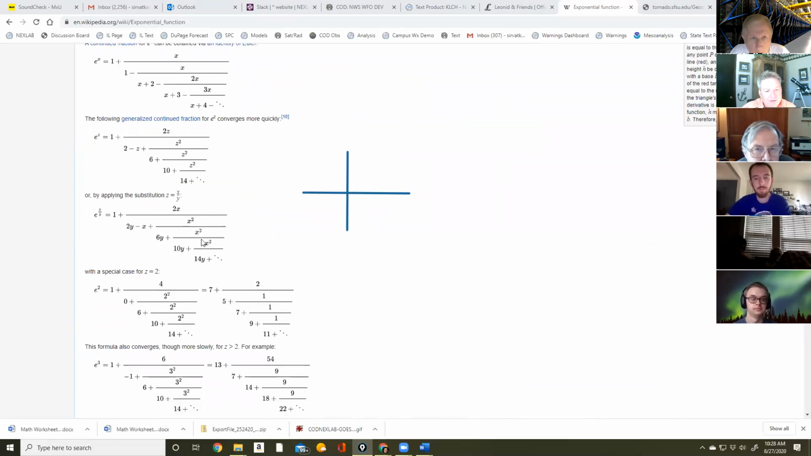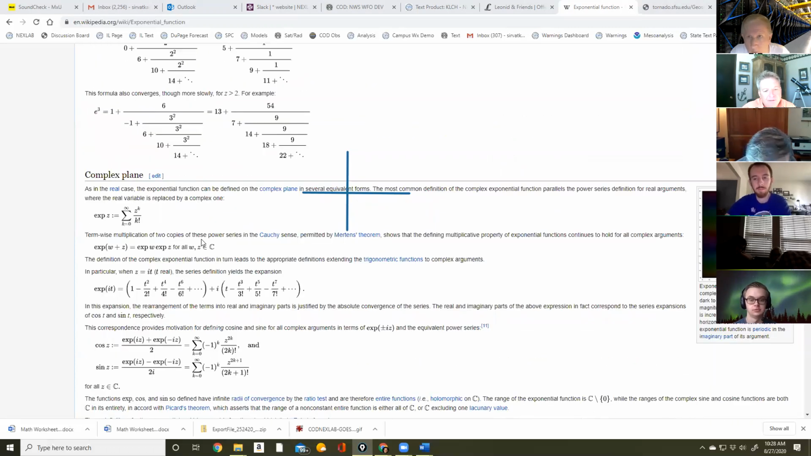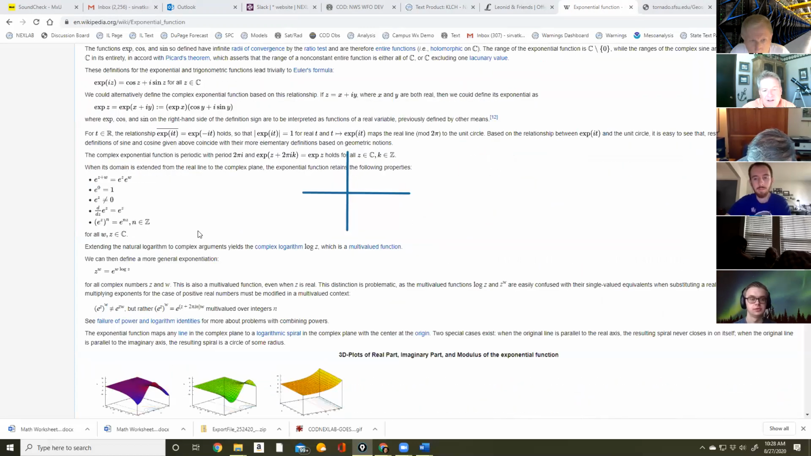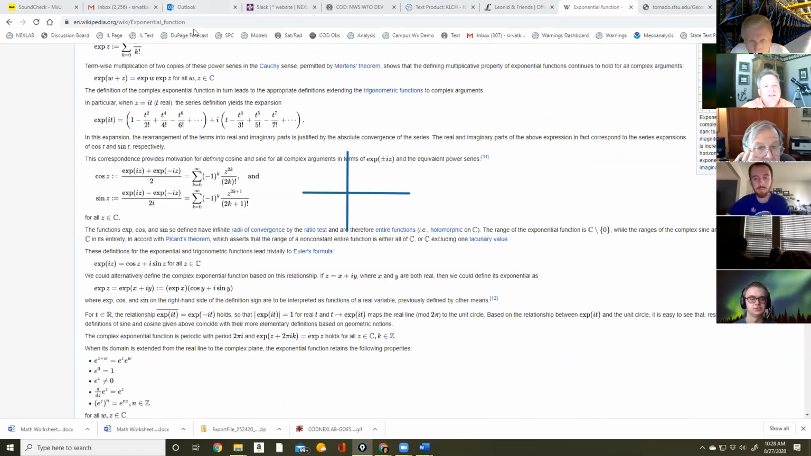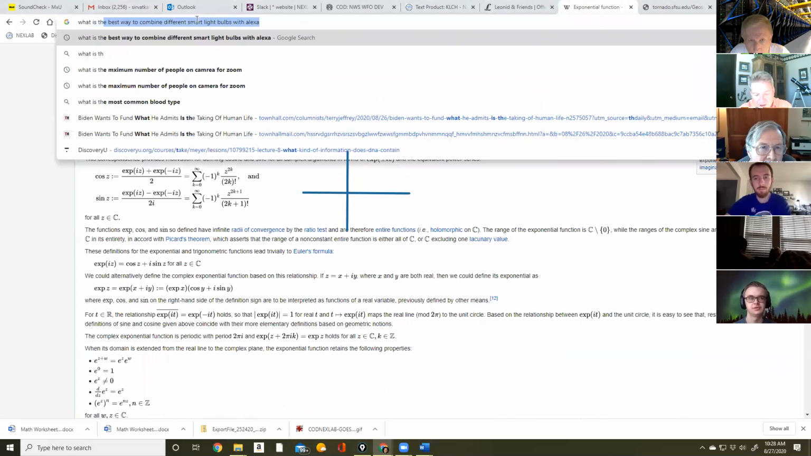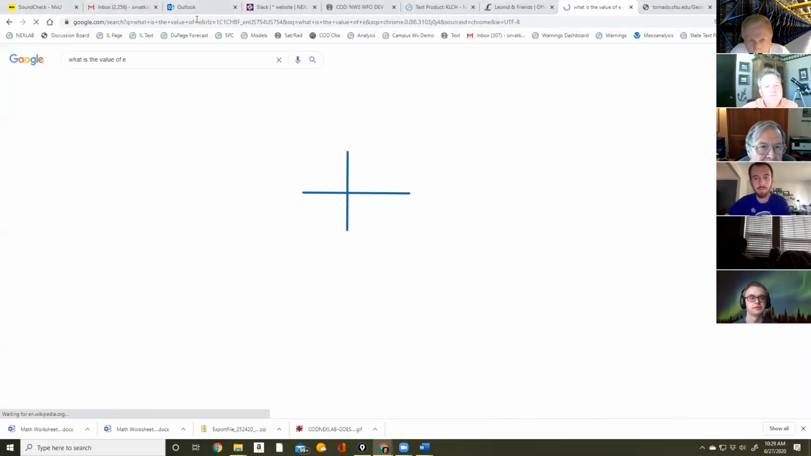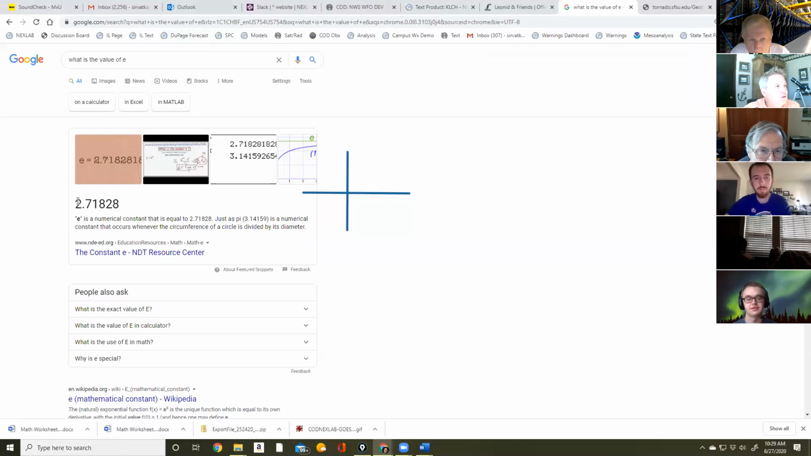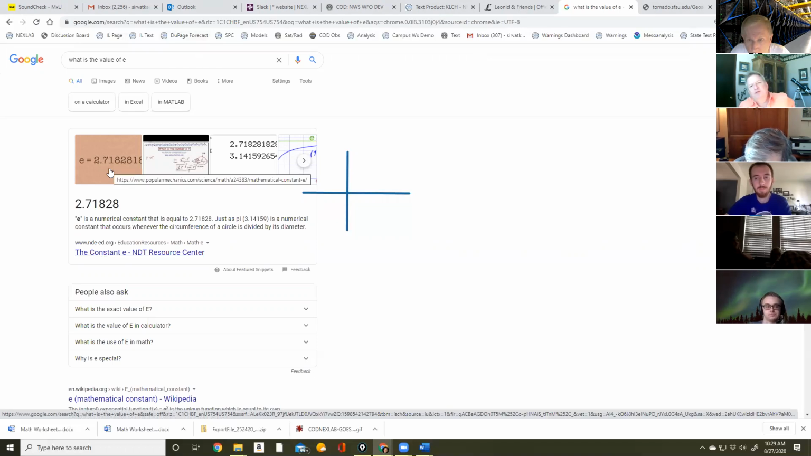Let's see if it's in here. This is so freaky. Look at all this stuff that people have put in there. What is the value of e? 2.7. If you do that, you get 2.7182 blah, blah, blah. It is an irrational number. It goes on forever, I think. And it just keeps going, and it's called the exponential, which is really fascinating.